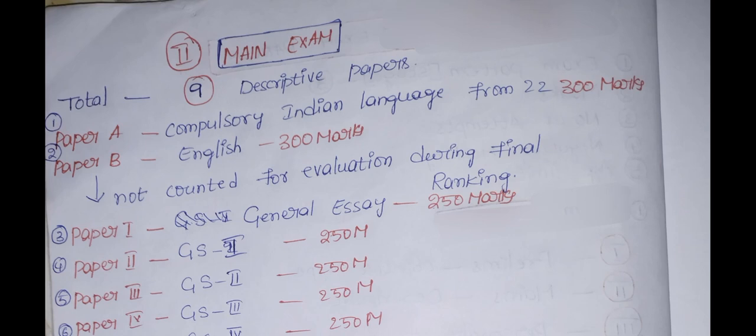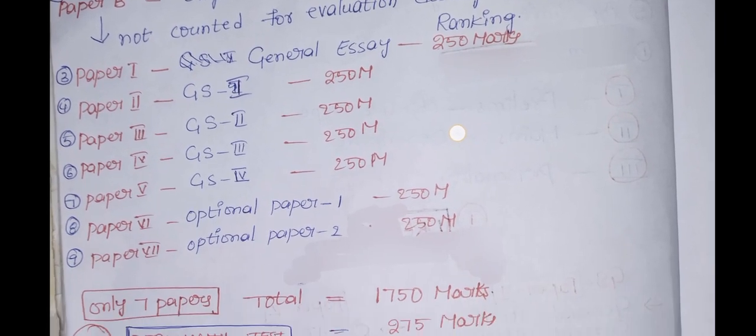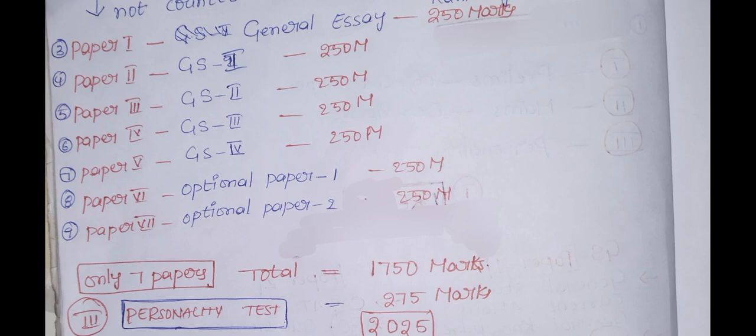The marks of these two papers, paper A and paper B, are not counted for the evaluation during the final ranking. It means these marks are not counted under the mains examination, because these are just for qualifying. Next, coming to the main papers, the remaining 7 papers.